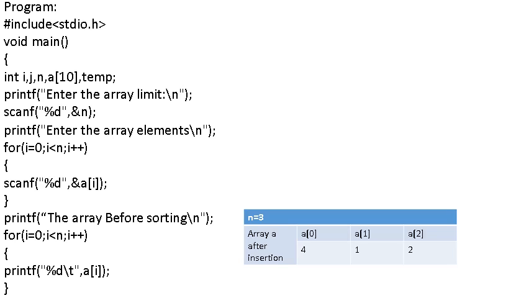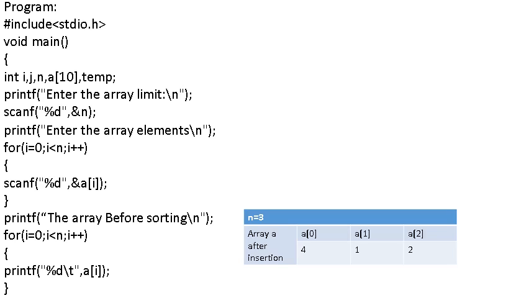That limit, whatever the user specifies, will be stored in the variable n. Then enter each element of the array and store it in a of I. That a of I is used to access the array and store the elements. For example, here I have taken n as 3, so I can run from 0, 1, 2. So the values I have given here are 4, 1 and 2.